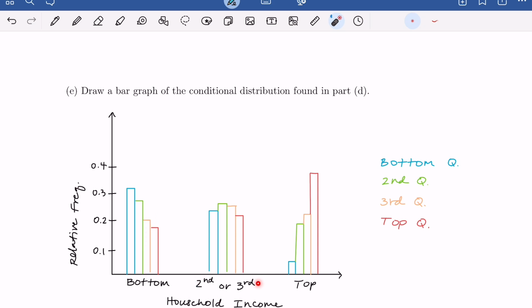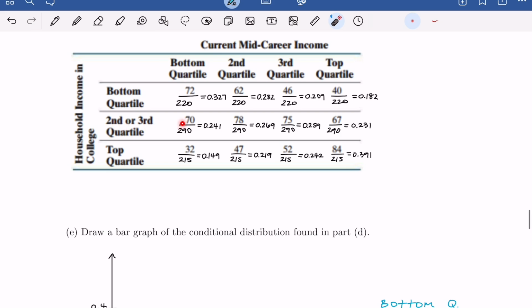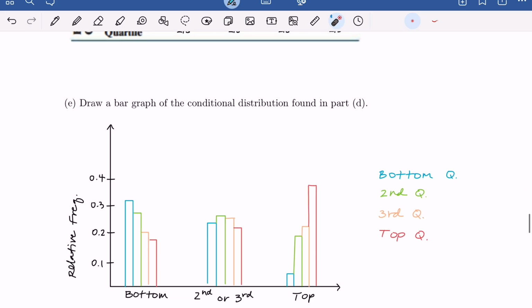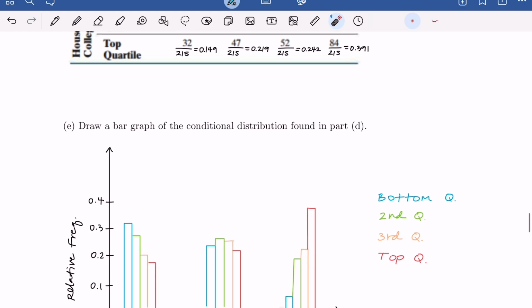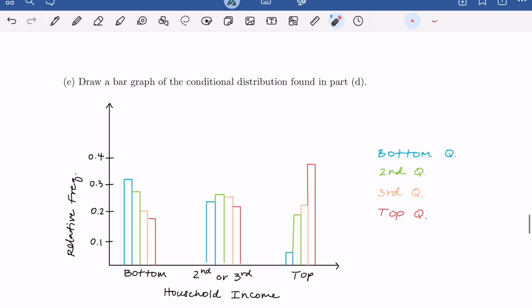Repeating this for the second quartile, we do the same thing. Looking at the bottom quartile of mid-career income, this gives us 0.241. That'll be this one in blue here. Then we repeat this process for the remaining quartiles. And lastly, for our top quartile for household income, we'll do the same thing. So that's what our bar graph would look like.